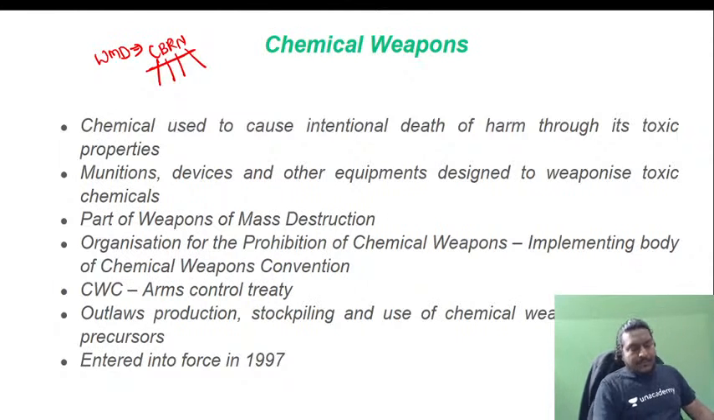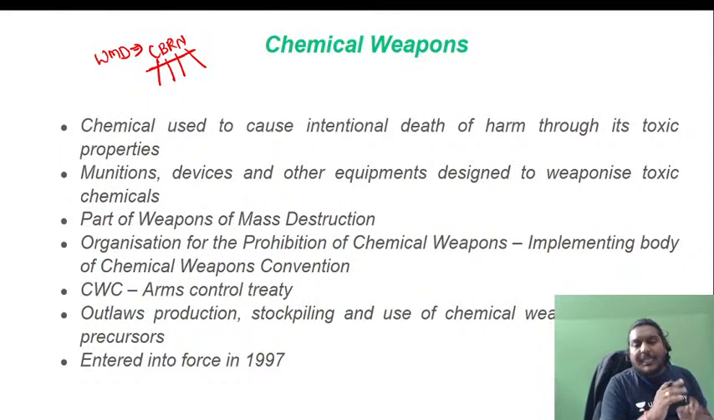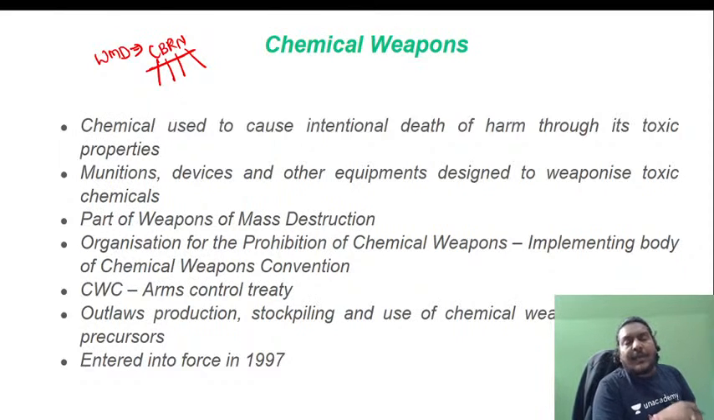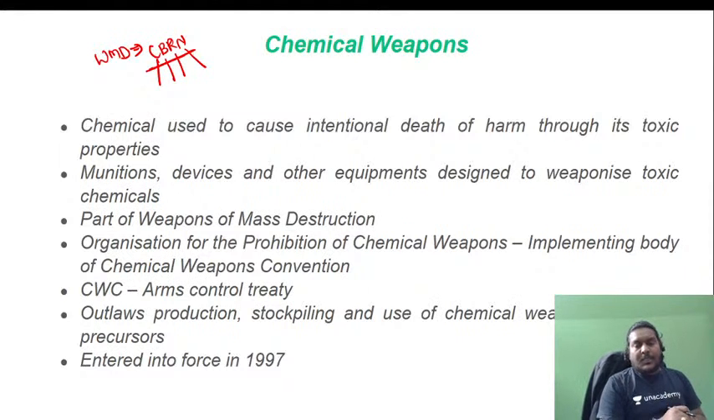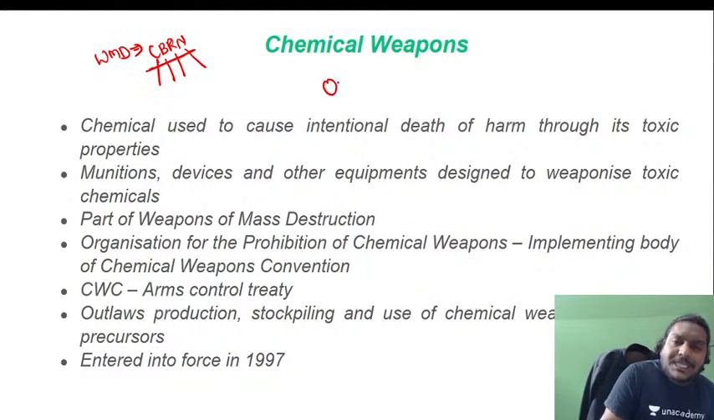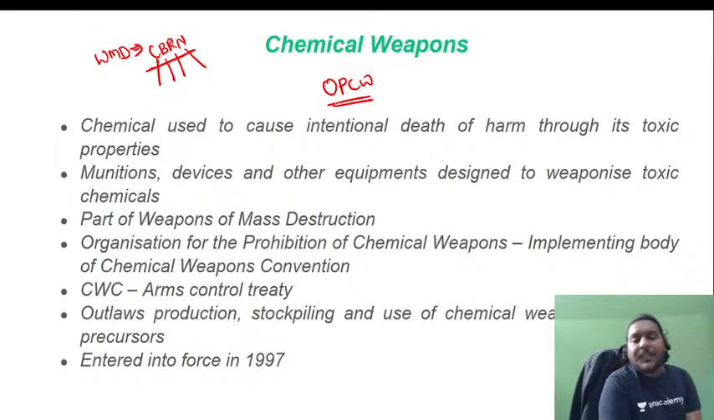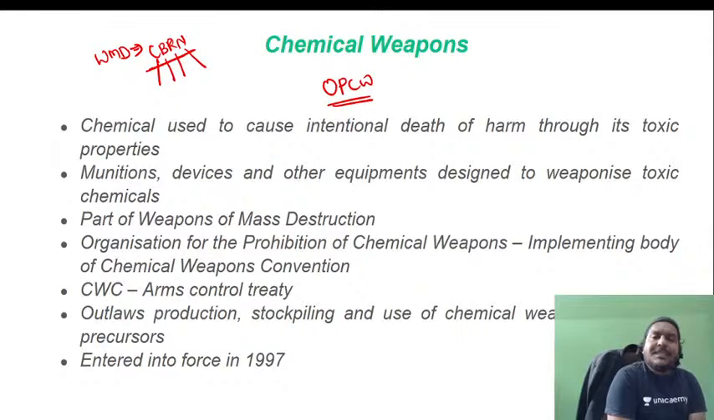Now the point is, is it okay? Is it fine that we continue to have these kinds of weapons? So to deal with that, the governments in the world have come up with a convention called the Chemical Weapons Convention. This Chemical Weapons Convention says the chemical weapons have to be thrown out. So here we have an organization called OPCW, the Organization for the Prohibition of Chemical Weapons. It is the implementing body of the Chemical Weapons Convention.